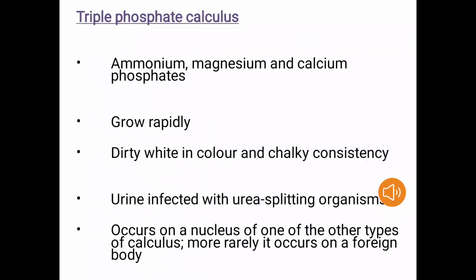The triple phosphate stones include ammonium, magnesium and calcium phosphates. They grow rapidly, are dirty white in color and chalky in consistency. They occur on a nucleus of one of the other types of calculus, more rarely on a foreign body. Triple phosphate stones are invariably associated with urinary tract infections by urea splitting organisms. These organisms include Proteus, Klebsiella, Pseudomonas and coagulase negative Staphylococcus.